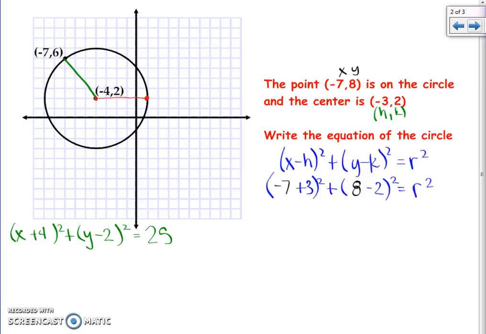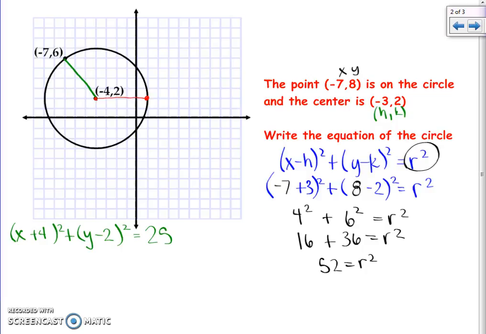Okay, let's do this in our head. So we've got negative 7 plus 3, which is 4. 8 minus 2, 6. So we've got 16, 36. Add those together. 52 equals r squared. Now we don't actually have to square root this because we don't need to know the radius. The formula asks for r squared on the end, which is what we just found.